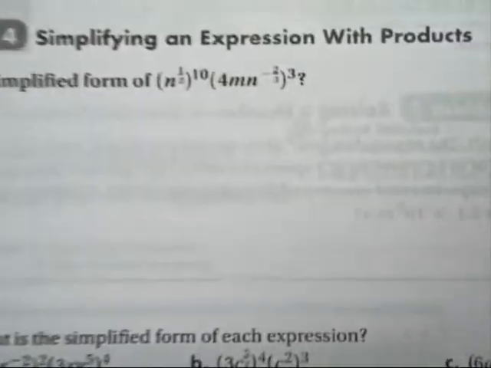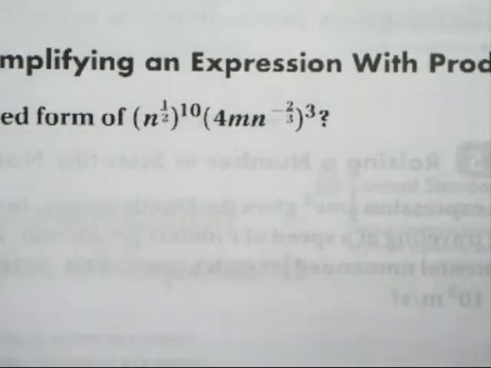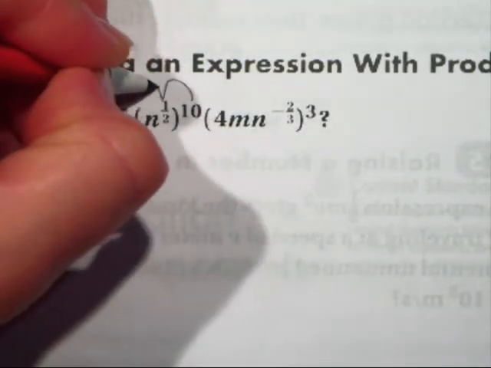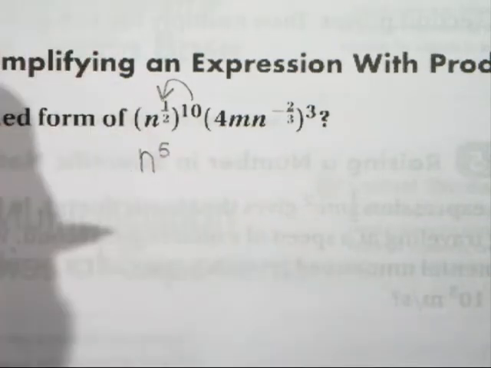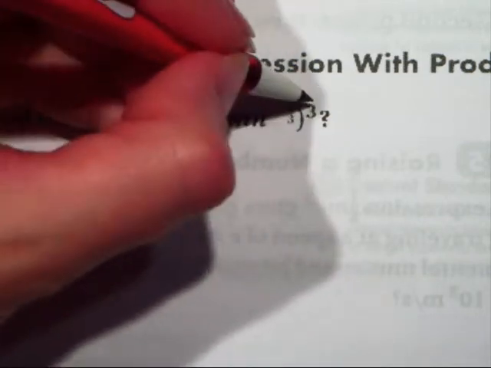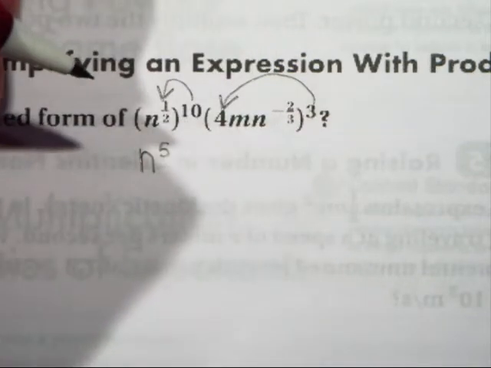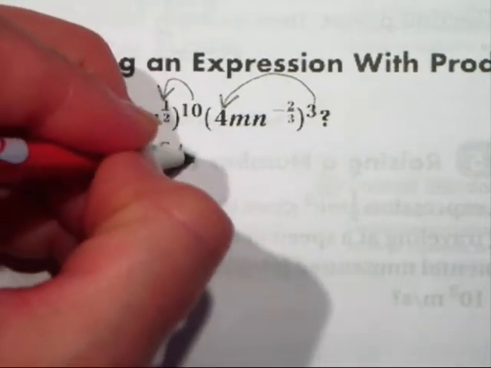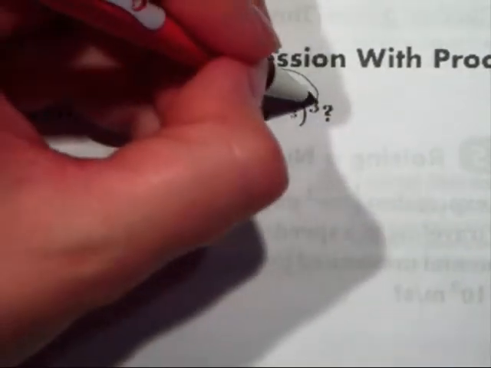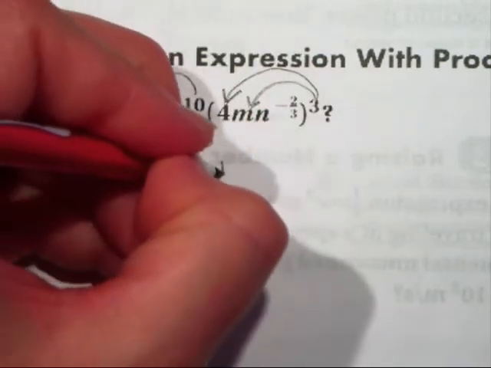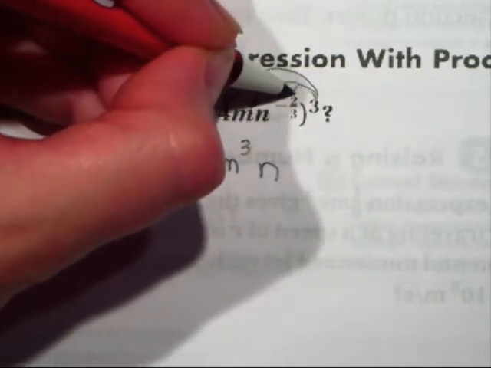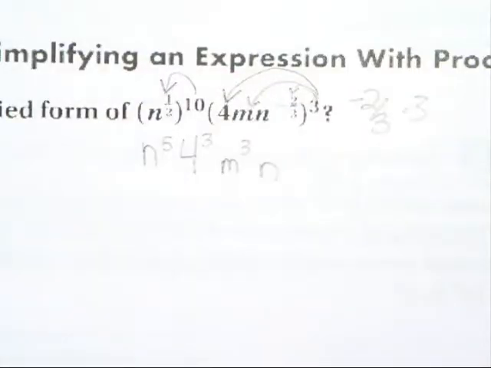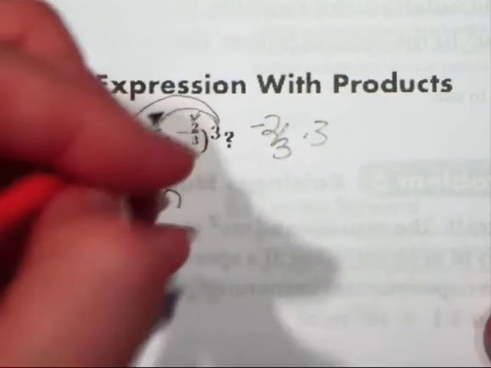I'll zoom in to try to focus on the area that we're at. You ready? The 10 gets put in with the n. 1/2 times 10 is n to the 5th. Now, the 3 gets put in with the 4. Please don't think that's going to be 12. It's going to be 4 to the 3rd power. The 3 gets put in with the m. And the 3 gets put in with the n. The n has an exponent of negative 2 over 3. You might want to make yourself a note. I'm going to have to multiply. Negative 2 over 3 times 3 is a negative 2.